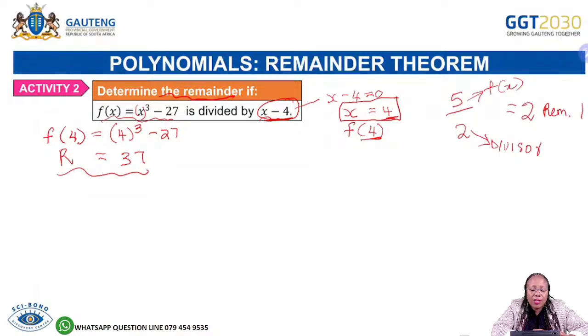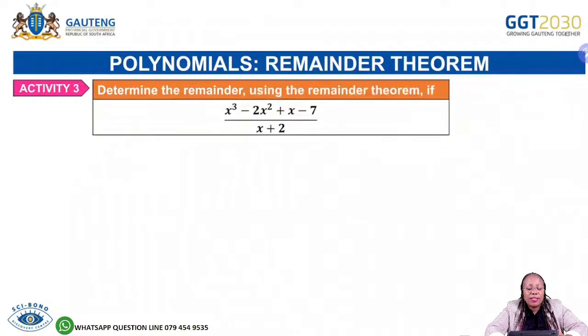That is exactly what is happening here. When you divide this f at x function by x minus 4, you get the remainder that is equal to 37. That means this x minus 4 is not totally divisible into this one. It's not a factor of this because it is leaving a remainder.